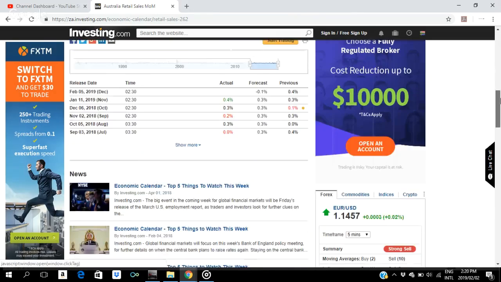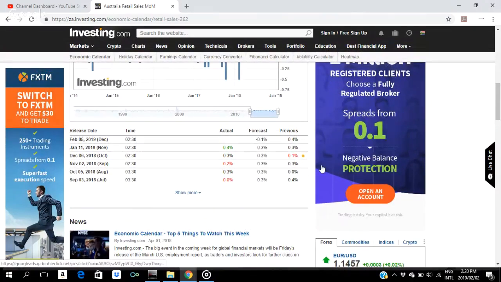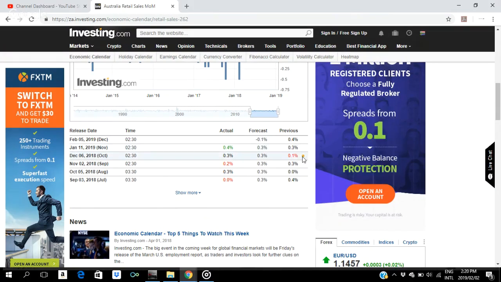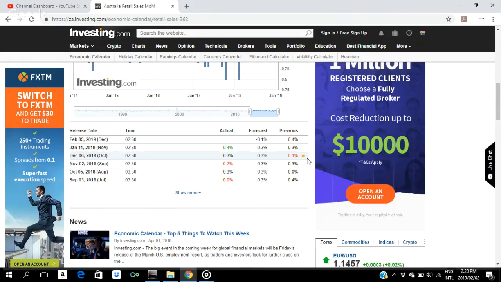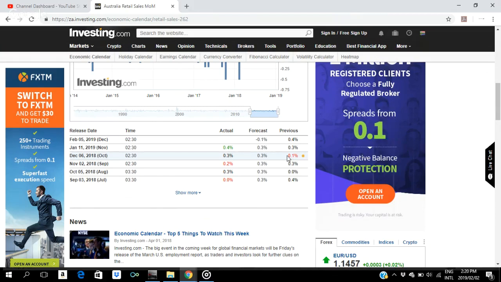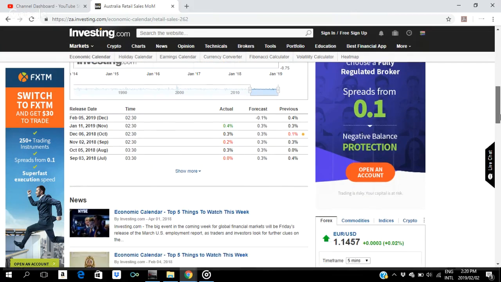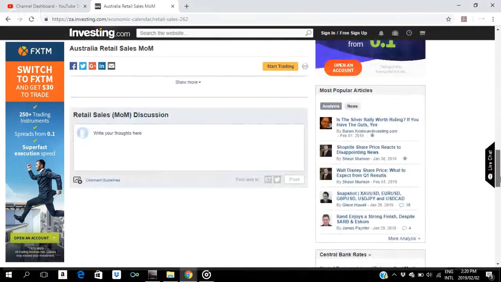If you want to look at the history as well, the ones with the stars are the ones that moved the market a lot. When there is a huge gap between the forecast and the previous, that's when it's going to influence the market. That's when you know that those are the markets you have to trade. All right, that's how you know.